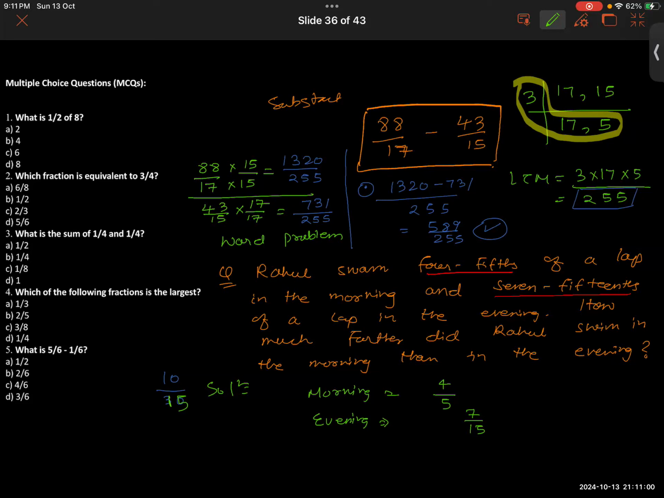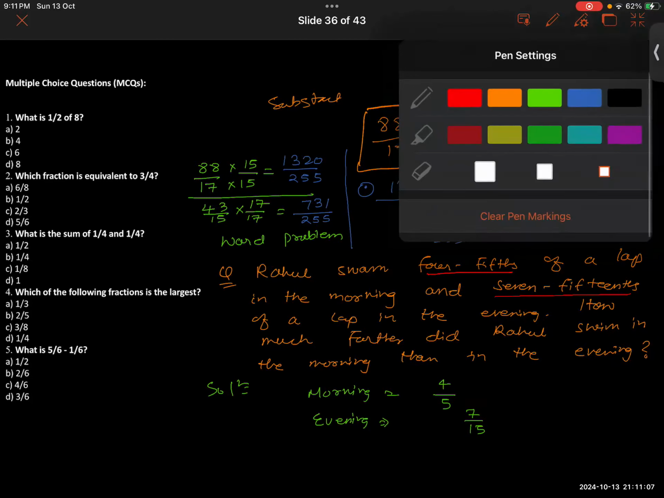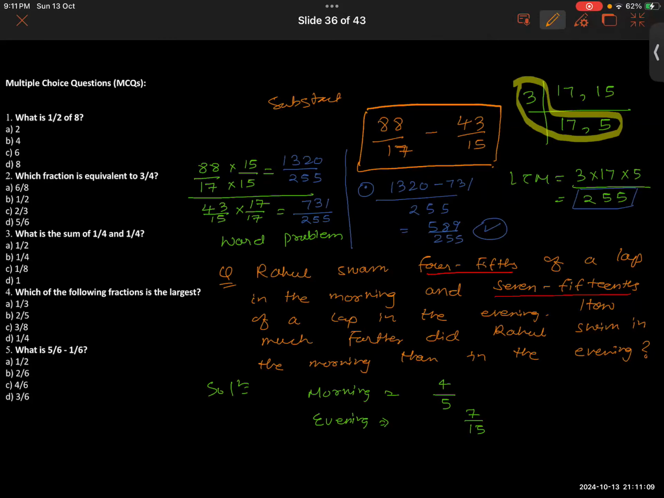See, it is still wrong. Let me tell you why. First of all, have you made them into like fractions? Did you convert these into like fractions? Yes. Then what did you get after converting them into like fractions? See, it's 4 upon 5. What will you be getting?